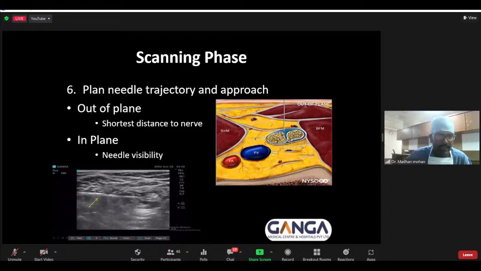Next step is to plan needle trajectory and approach. Either you can go for an out of plane approach, as you can see here. Out of plane is the shortest distance to the nerve. As I told, there is mostly only adipose tissue, and the sciatic nerve in the popliteal region is very superficial. And in plane, many people will prefer it for needle tip and needle shaft visibility. As you can see here, you can clearly see the needle shaft and the tip and the sciatic nerve.